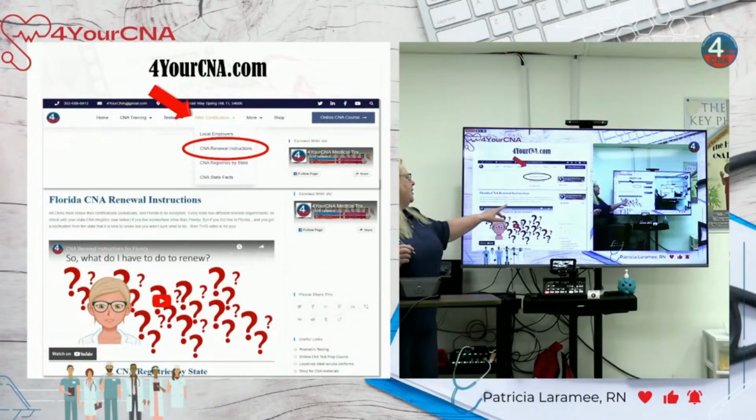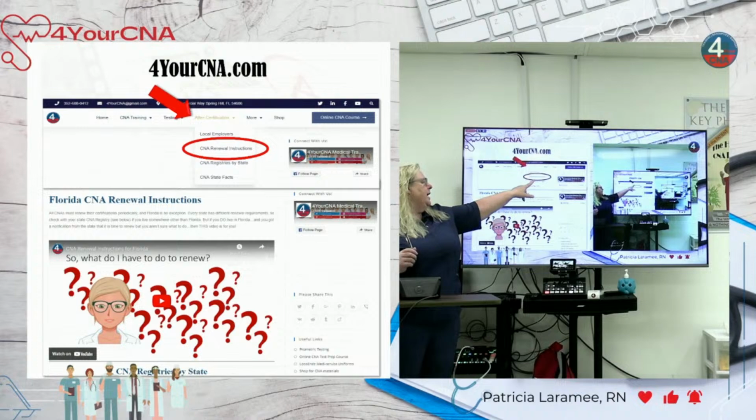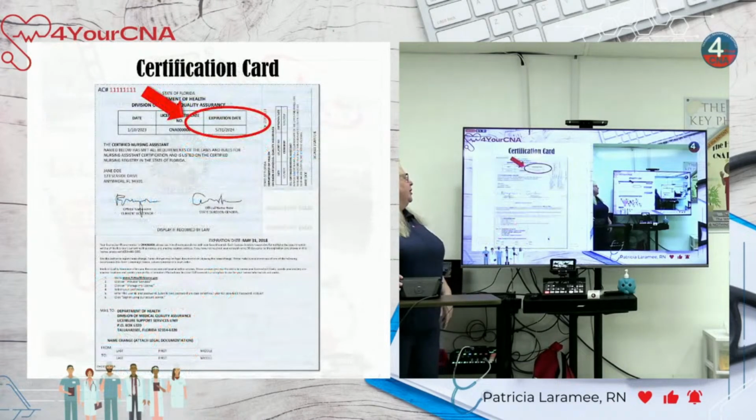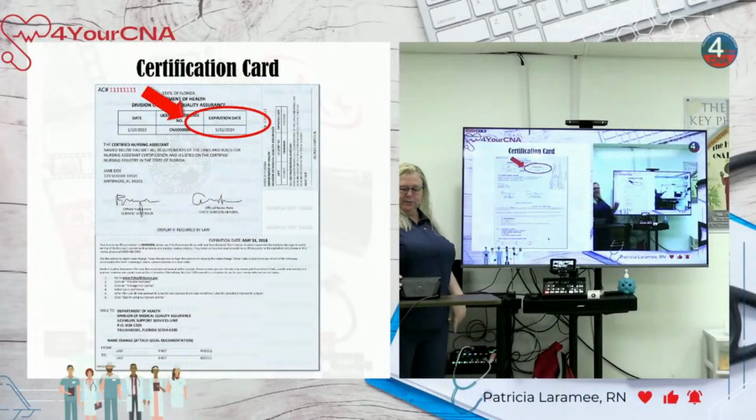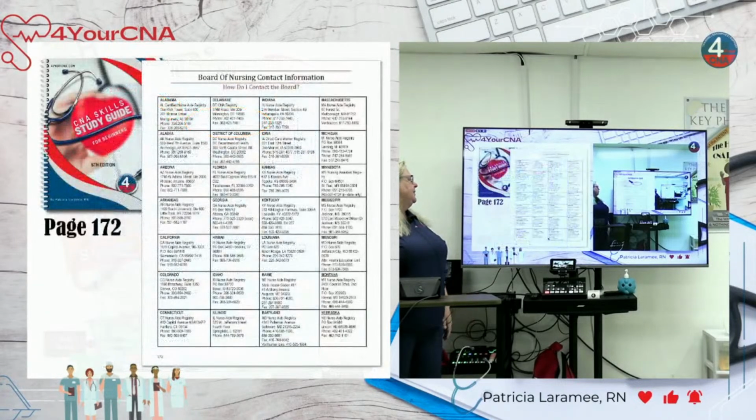That whole video can be seen on our main website under After Certification. The video is there for you to go back and review. This is a copy of your blue card. You'll see the expiration date there circled.